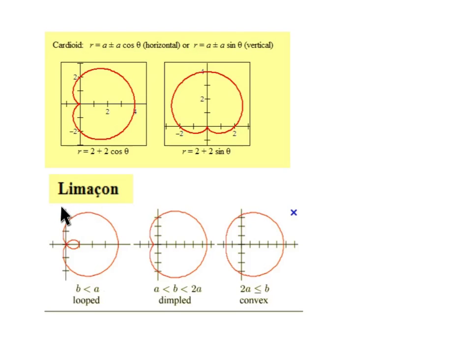This is a limacon, it's French, and that's why that's on there. And this is a looped limacon. This is a dimpled limacon, and this is a convex limacon. In other words, it doesn't have any kind of indentation in it. It's not quite a circle, though. See how straight it is here.